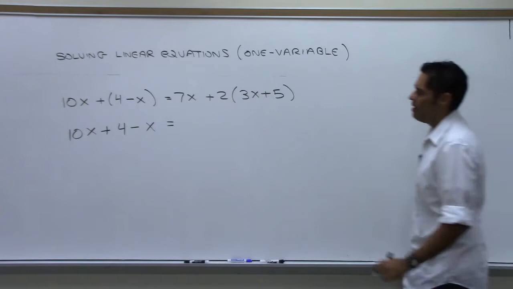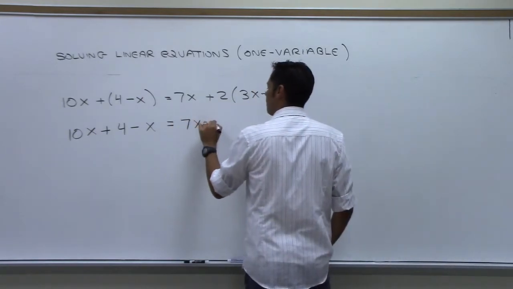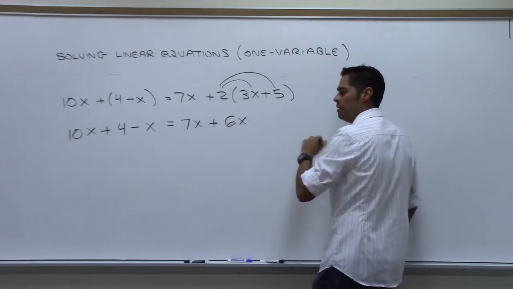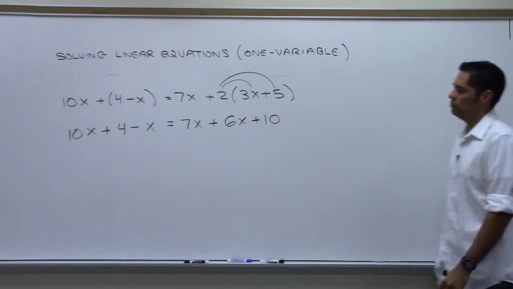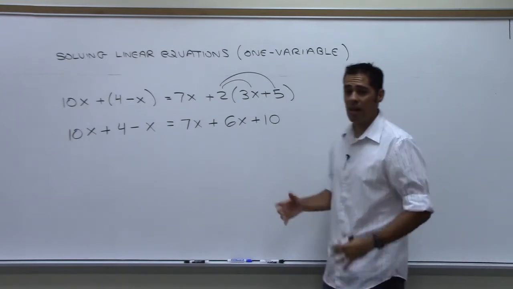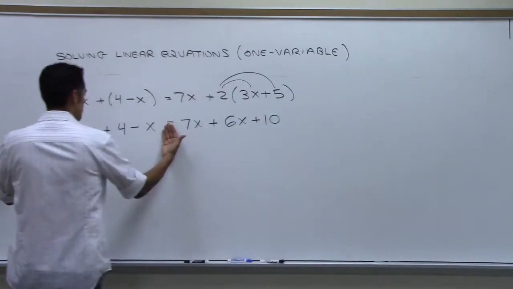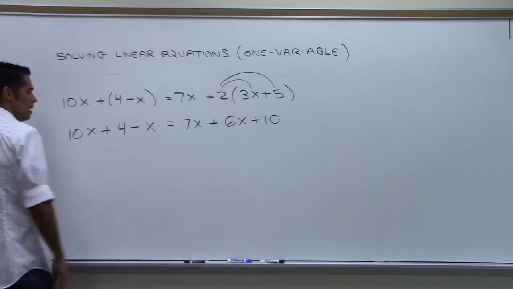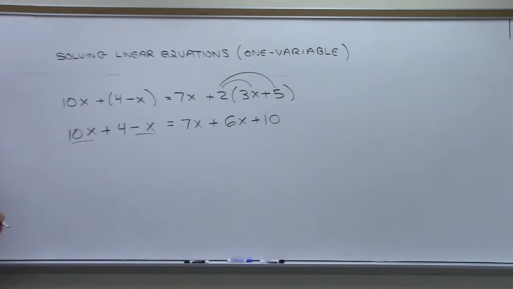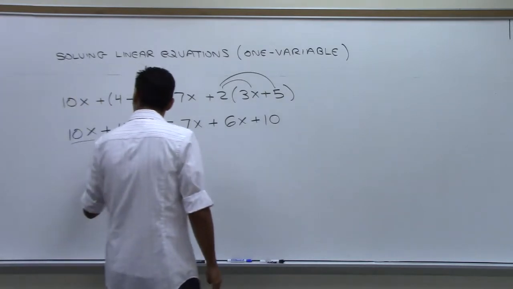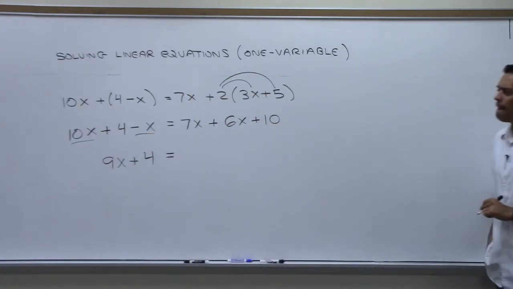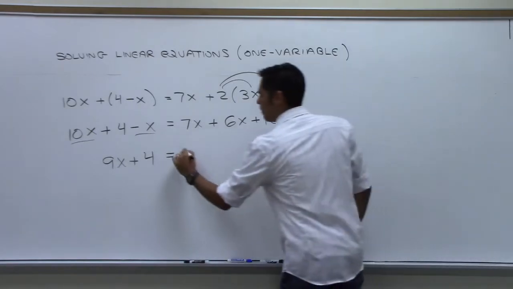Now on the other side, I can pass the 2 through. So 2 times 3x is 6x, and 2 times 5 is 10. So now I'm going to go through the process of what's called collecting like terms. So on each side of the equation, I try and put things together. So what can I put together here? 10x and negative x, which would give you 9x's. Plus 4, still there. Didn't do anything with that. The other side, 13x's plus 10.